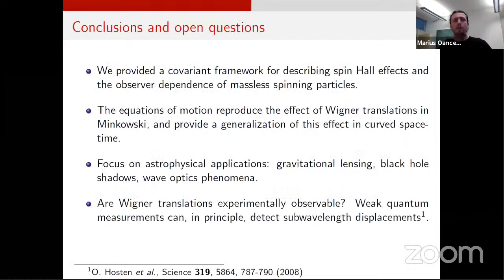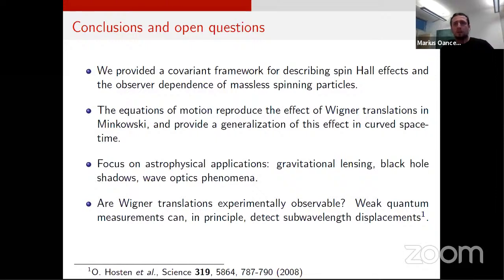Okay, so let me conclude my talk. We provided a covariant framework for describing the spin Hall effect, as well as the observer dependence of the position of massless spinning particles. Our equations of motion reproduce the effect of the Wigner translation in Minkowski, and they also provide a generalization for this effect in curved spacetime.